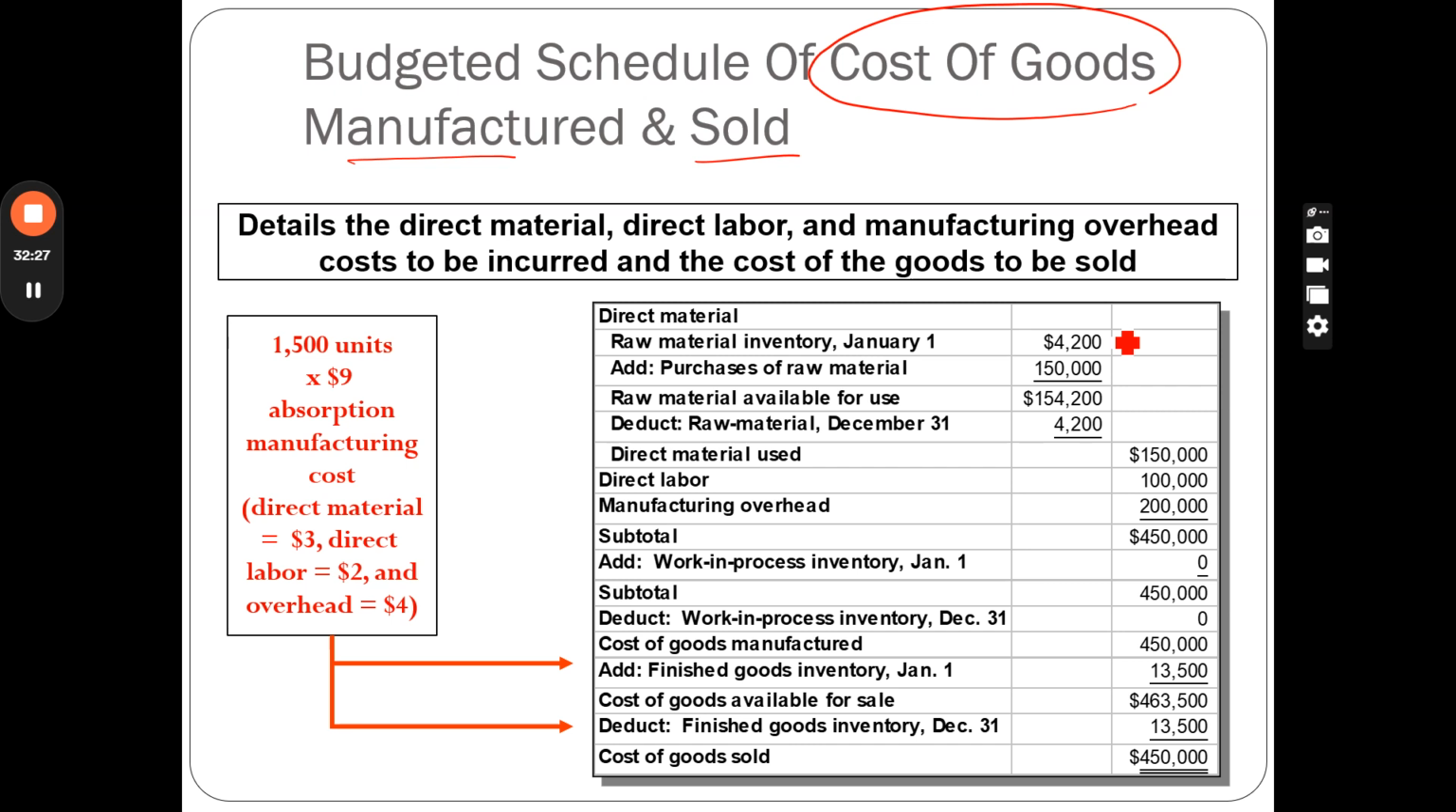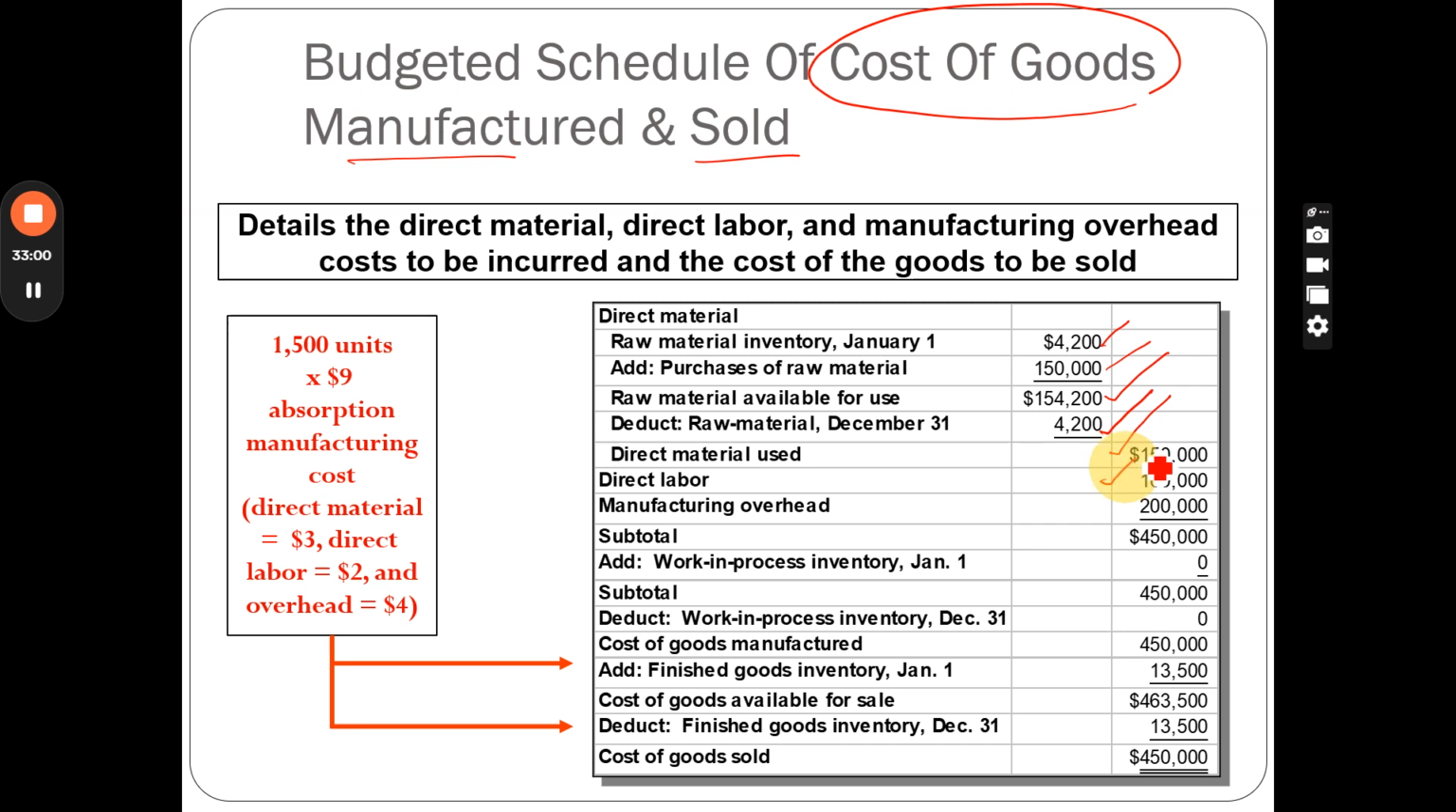So here we can see my raw material opening is 4,200, and what was purchased during the period is 150,000. So what is available for use? 154,200, and I have already an opening balance of 4,200 with me. So direct material used is going to be $150,000. Same formulas we have done in section D.